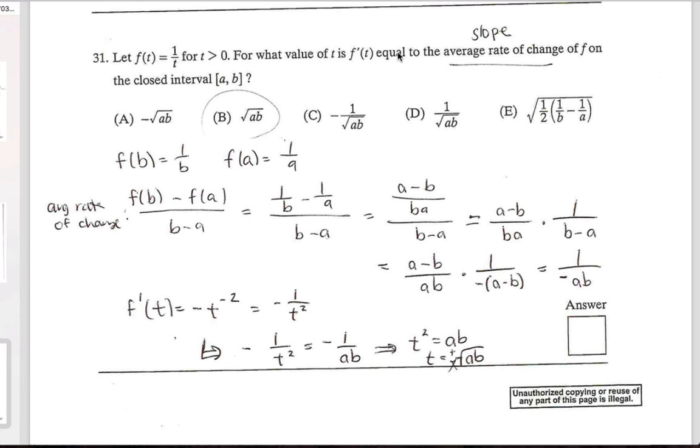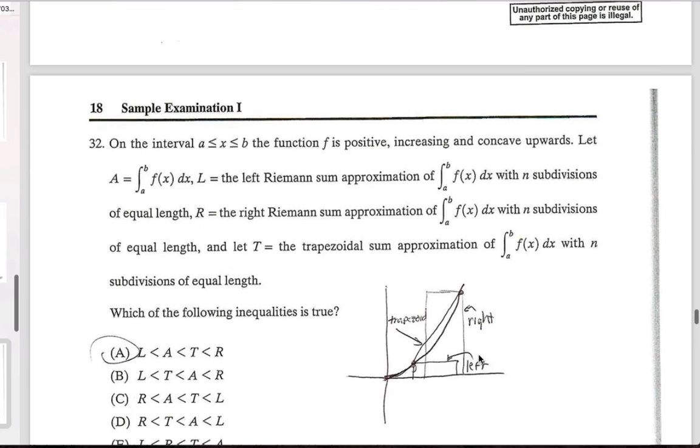Now, I need to set that equal to f prime. What is f prime? Well, I have 1 over t, so I would think of that as t to the negative 1. So the derivative of t to the negative 1 is negative t to the negative 2, which is negative 1 over t squared. Now, set this equal to that. So negative 1 over t squared equals negative 1 over ab. So the tops are the same. The tops are both negative 1. So set the bottoms equal. t squared equals ab. Take the square root, and I get t equals plus or minus root ab. Since it's positive values, I just have the positive root, and that's about it for that problem.